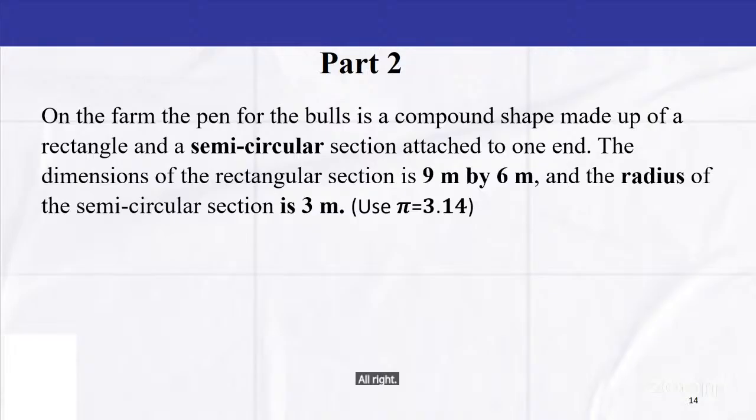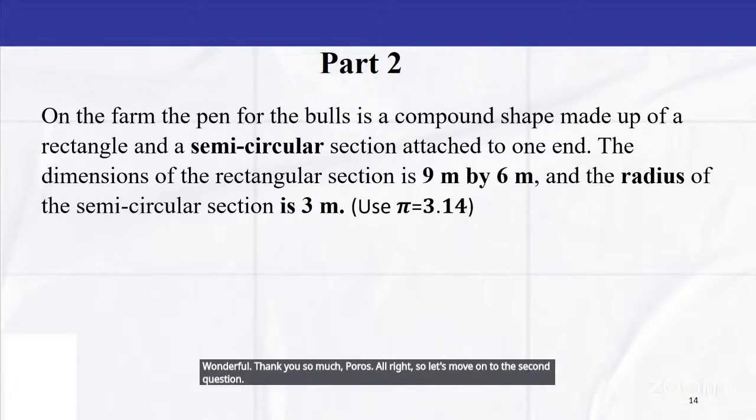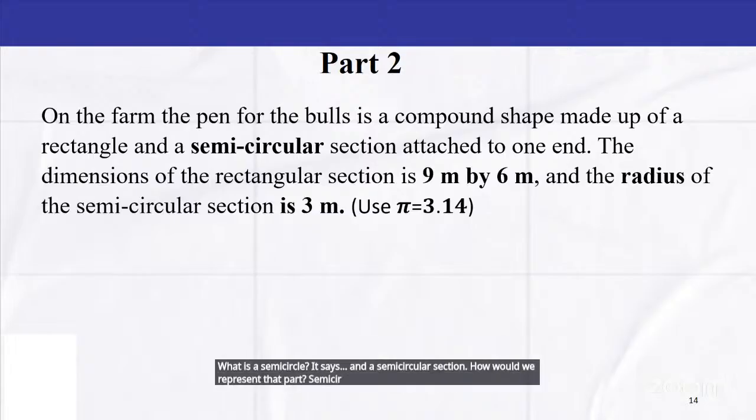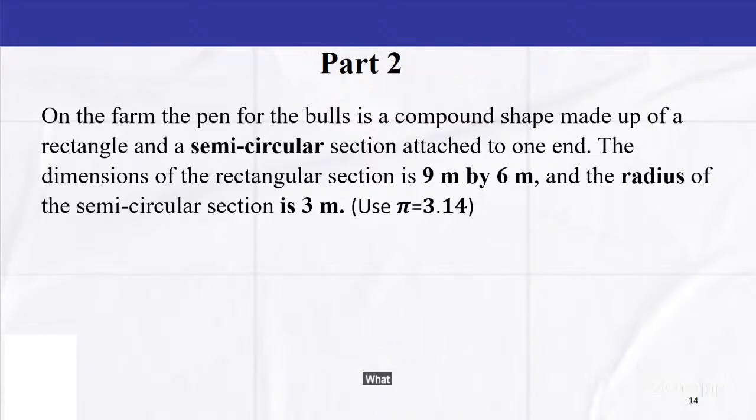They are contemplating on that response, and I'm sure they're going to be typing momentarily in the chat. Most definitely. So somebody here, a Porus High School student, says, a compound shape is a shape that has 2 or more shapes added to it. Wonderful. Thank you so much. All right, so let's move on to the second question. What is a semicircle? It says, a semicircular section. How would we represent that part? What would that look like?